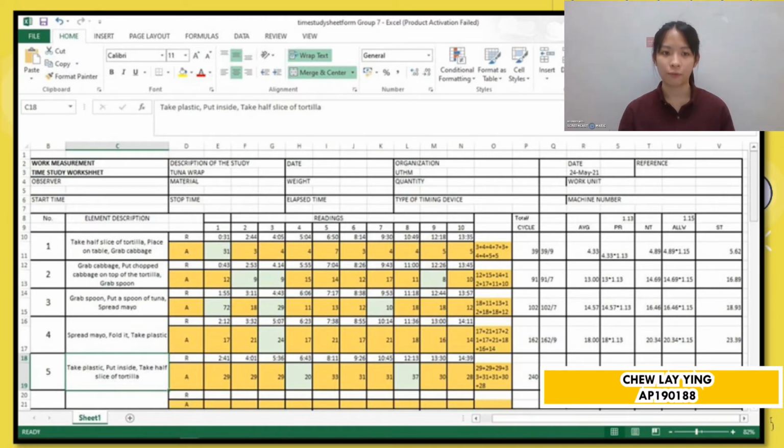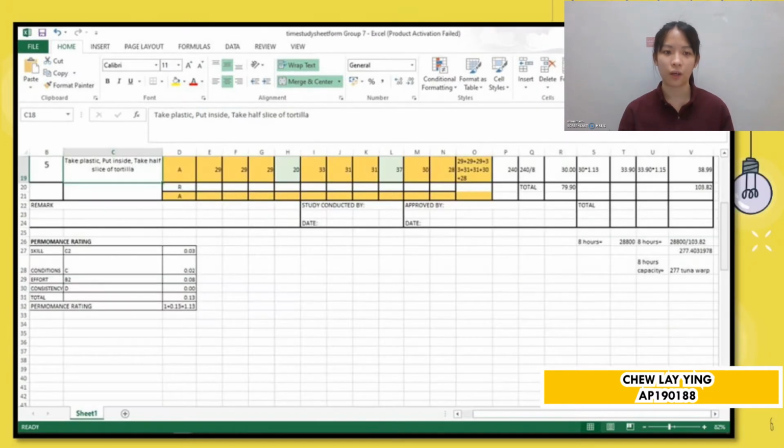The time obtained from time study is being leveled by applying the sum of the ratings of all the 4 factors. There are 4 factors system of performance rating that was being used in this time study, and it was developed by Westinghouse. These factors are skill, effort, conditions, and consistency. After that, we will get the total performance rating, which is 1.13.